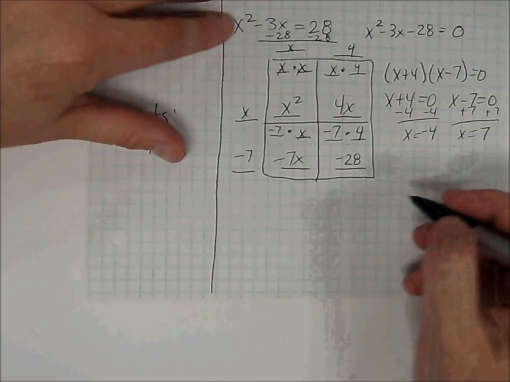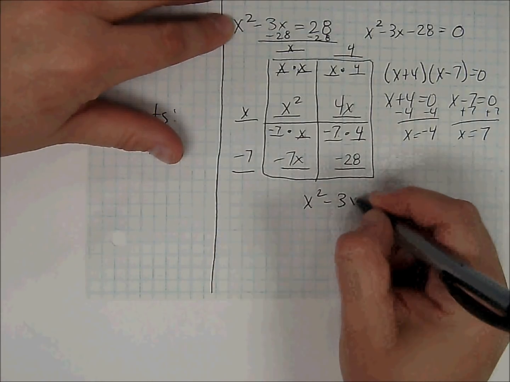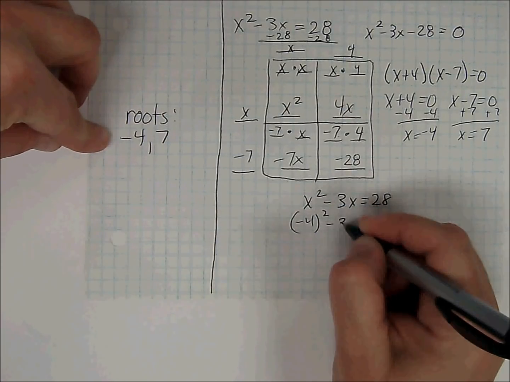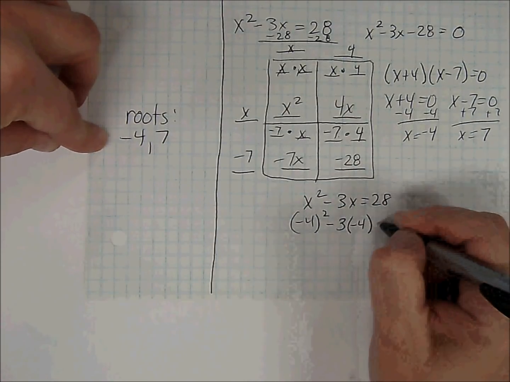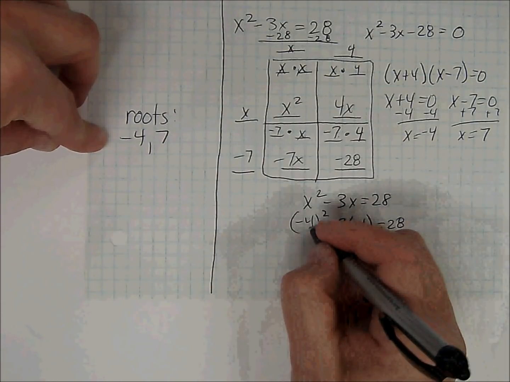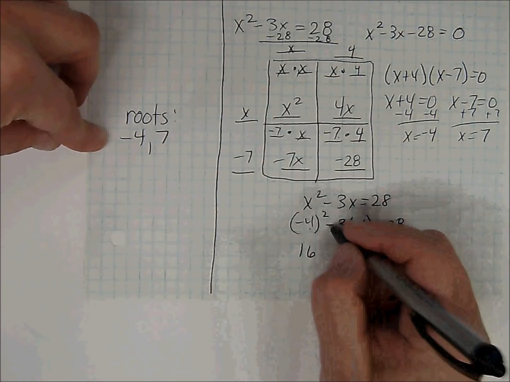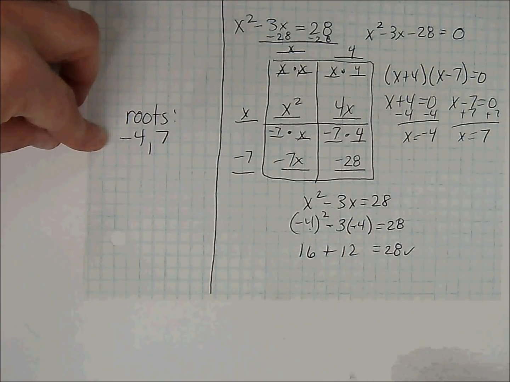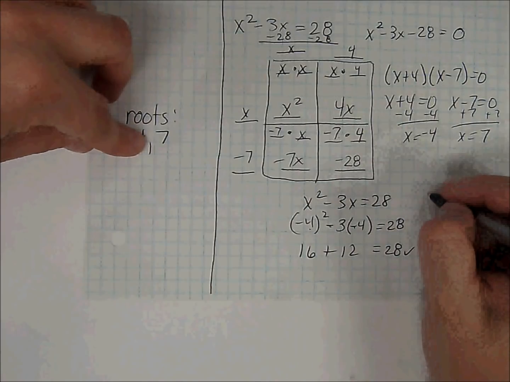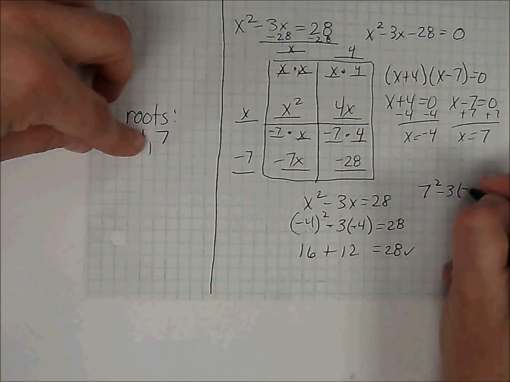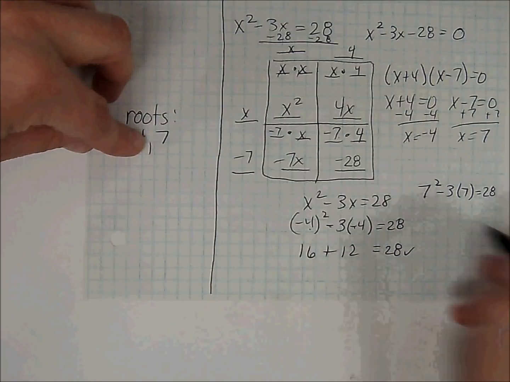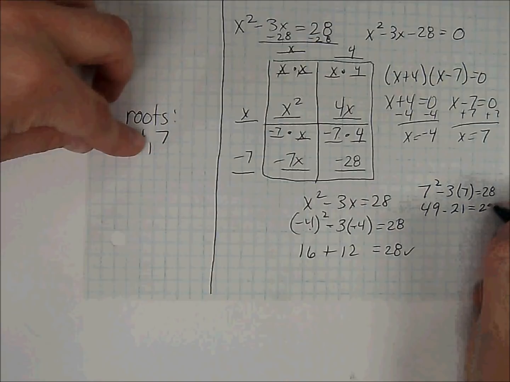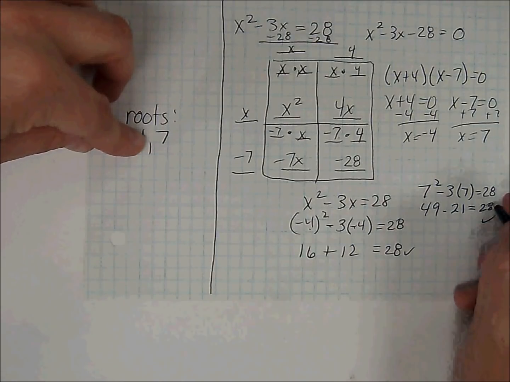And when I plug them in, let's see if it works. X squared minus 3x equals 28. Start with negative 4 squared minus 3 times negative 4 equals 28. This is 16. Negative times a negative is a positive 12, and that does equal 28. Try it now with the 7. 7 squared minus 3 times 7 equals 28. I get 49 minus 21, and that does equal 28. Make that an 8.